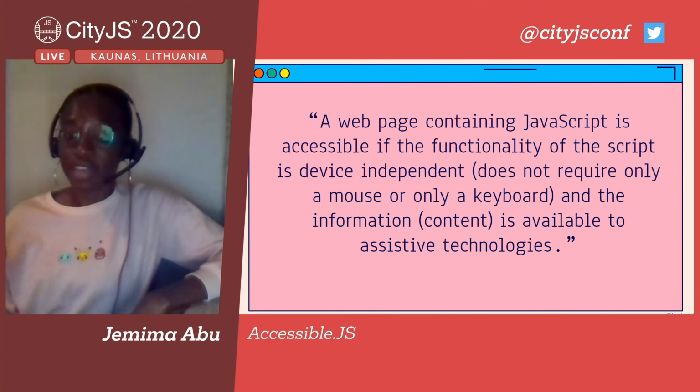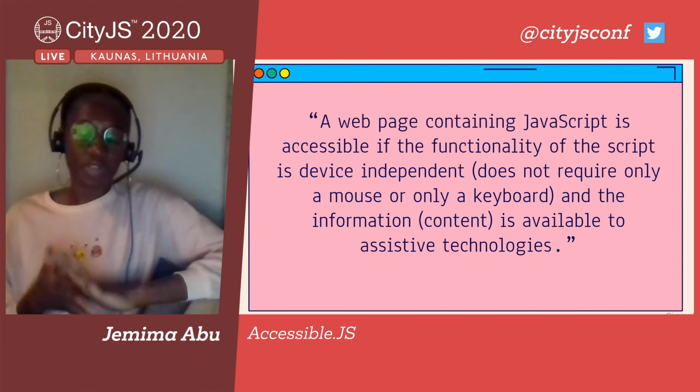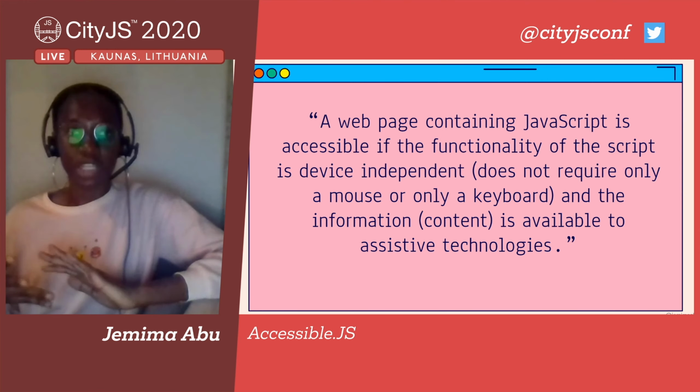And the information is available to assistive technologies. What this means is that you should not be preventing assistive technologies like screen readers, for example, from being able to view the information on your site because you are rendering it in a way that isn't accessible. So yeah, that's about it for how JavaScript relates to accessibility.